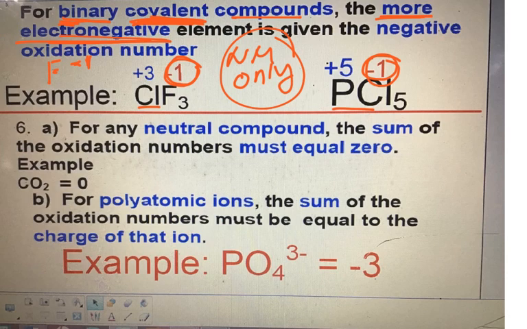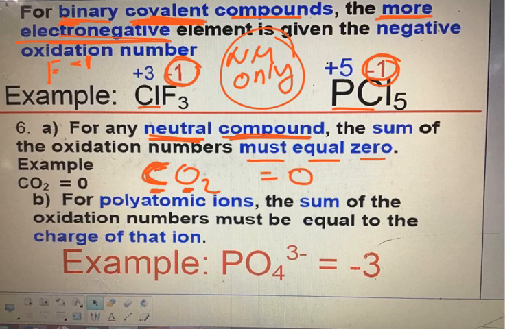For any neutral compound, this is important. If the compound is neutral, the sum of the oxidation numbers must equal 0. Now, how do you know a compound is neutral? For example, I have here CO2. Now, carbon dioxide, you don't see any charges anywhere. Just regular CO2, that's a neutral compound. So when I add up the oxidation numbers for these two oxygens and this one carbon, they all have to add up to 0.